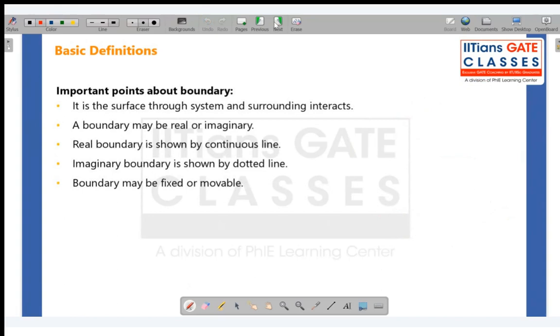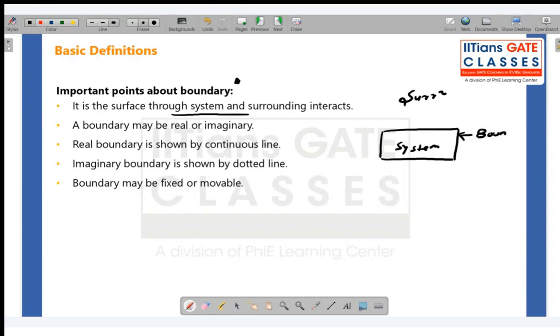So, very important things about boundary. It is a surface through which system and surrounding interact. So basically boundary is the separation between system and surrounding. Here we have focus on boundary only. If this is my system and this is my surrounding, how are they separated? They are separated by a boundary.